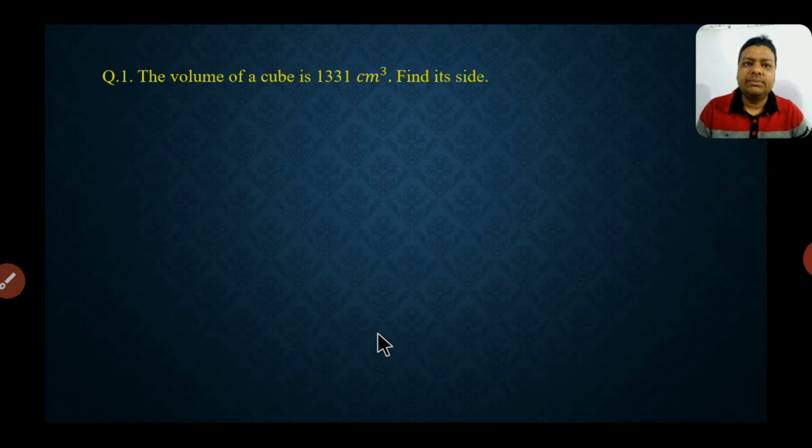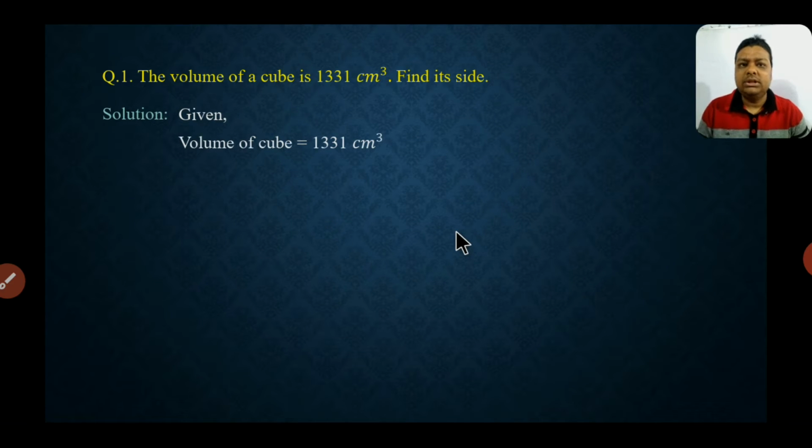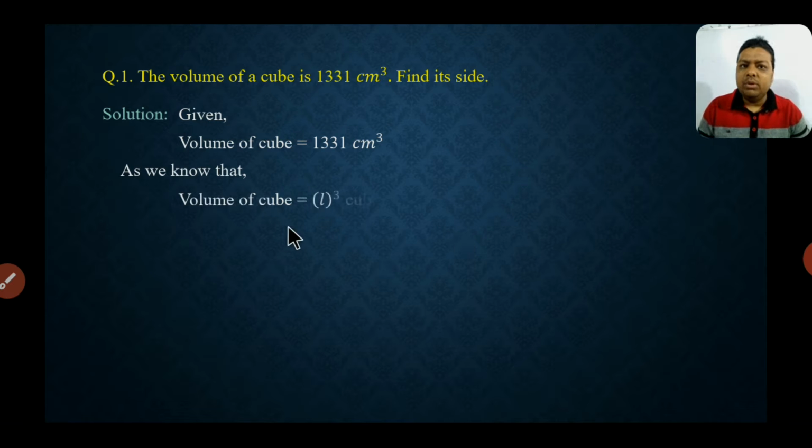Now students, let's see another point. Question. Now first question. Here the volume of cube is given: 1331. We have to find its side. Okay. So at first we will write what is given. The volume of cube is 1331 centimeter cube. As we know, the volume of cube formula is L cube. But we have to find the side. So we can create the formula from here also.